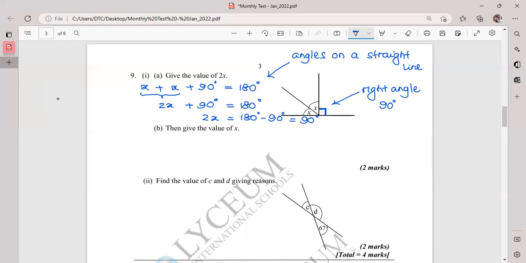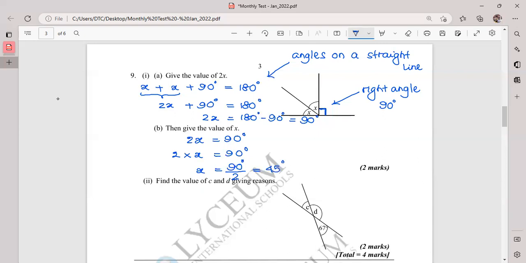Then you want to find the value of x. How do you do that? 2x is equal to 90 degrees. 2x means, children, 2 times x equals 90 degrees. Then how do you find x? You bring that multiplication by 2 to the other side. Now it becomes division. The answer will be 45 degrees.